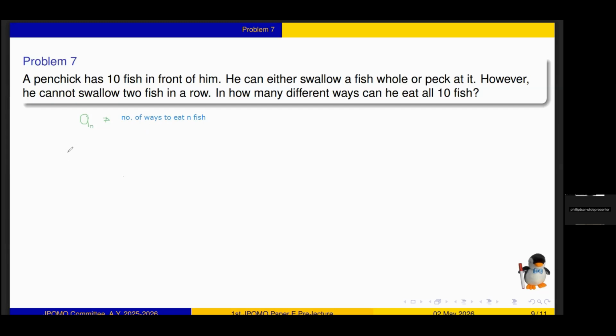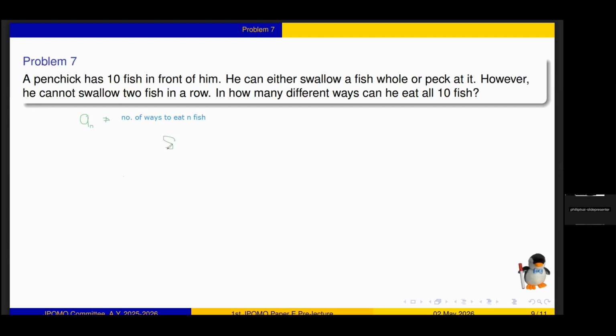Since the way he eats the fish now depends on the way he ate the fish before, it only depends on the fish he ate directly before. We can separate this into two cases basically.